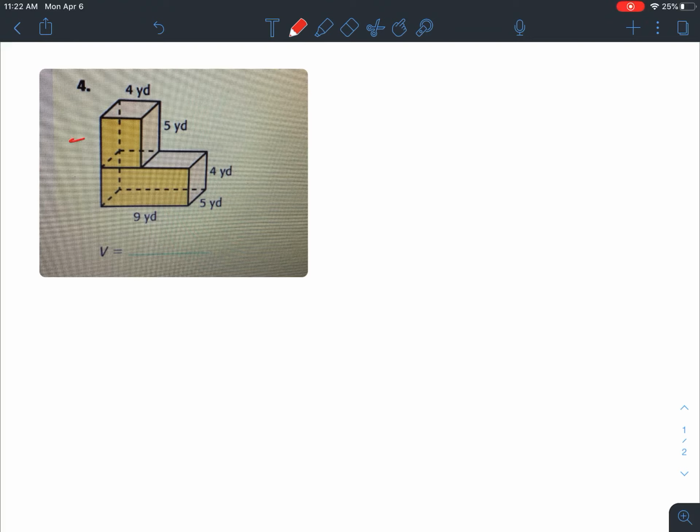We can call the top one A, and we can call the bottom one B. In order to find the volume of a composite figure, we would have to separate the two prisms and find the volume of each individual one. Since we're talking about volume, let me write down the formula for volume so that you remember and recall the formula. So it is length times width times the height.